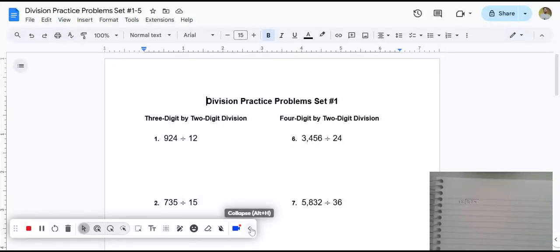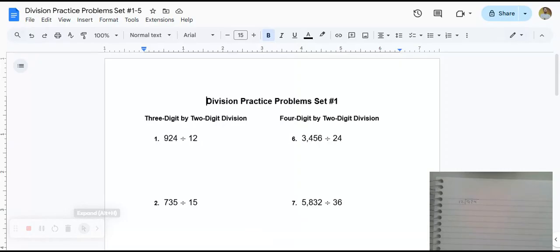Alright, this video is going to be about using long division to divide 3-digit by 2-digit division. If we have time, we'll try a 4-digit by 2-digit division. I already have the first problem up on the paper here.